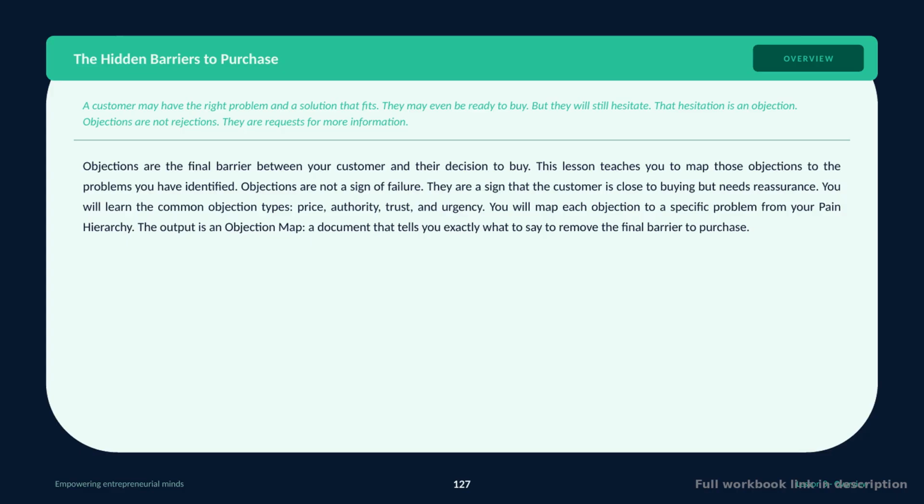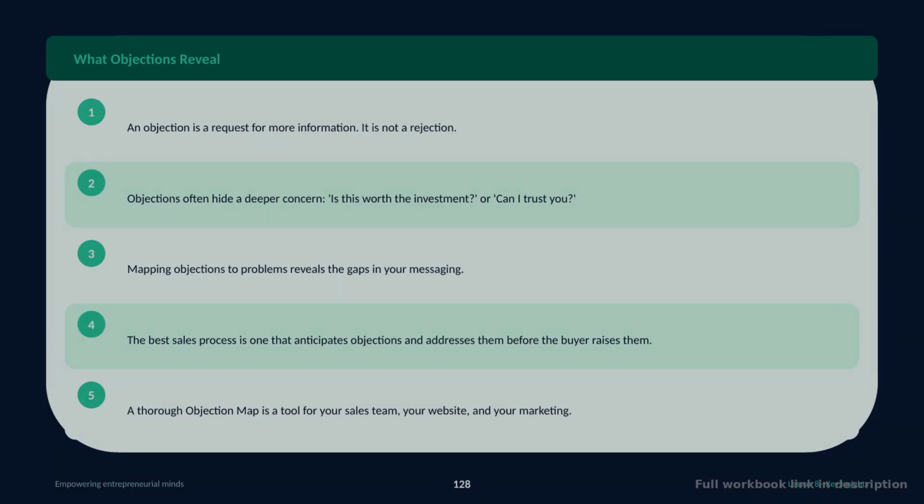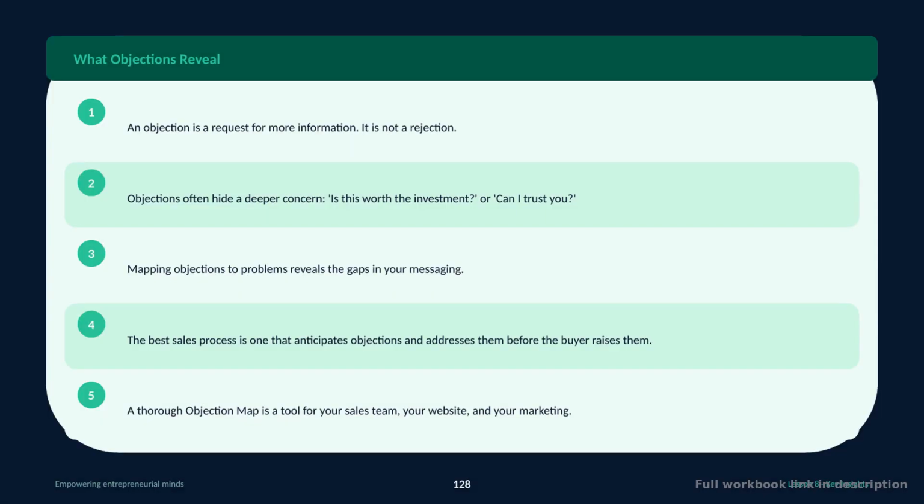This lesson teaches you to map those objections to the problems you have identified. Objections are not a sign of failure. They are a sign that the customer is close to buying but needs reassurance. You will learn the common objection types: price, authority, trust, and urgency. You will map each objection to a specific problem from your pain hierarchy. The output is an objection map, a document that tells you exactly what to say to remove the final barrier to purchase.